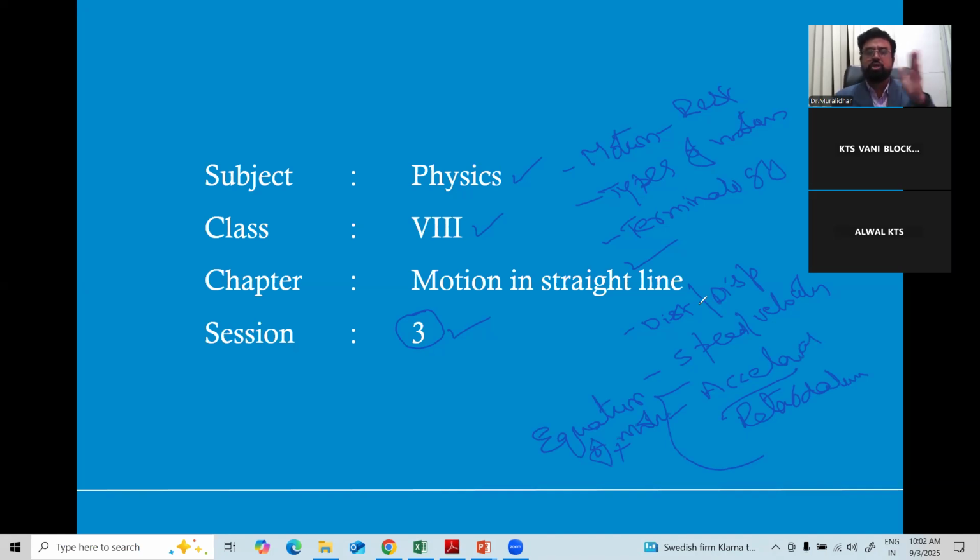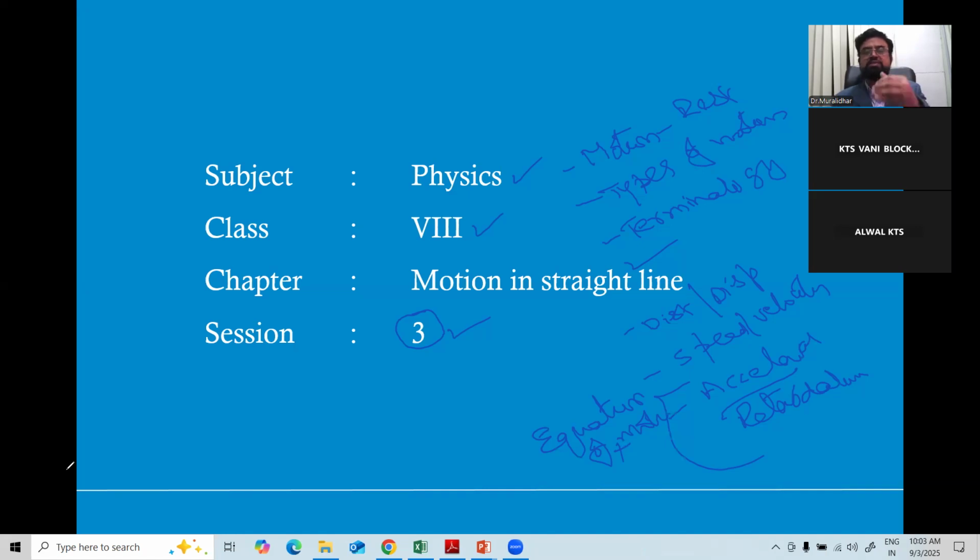Motion and rest we already read. Motion is when a body changes its position with respect to time or with respect to surroundings; then the body is said to be in motion. If it is not changing its position, it is said to be at rest. In our day-to-day life, we see so many types of motions like translatory motion, linear motion, curved motion, circular motion, oscillatory motion, rotatory motion, vibratory motion, random motion, and so on. All these we have seen with examples.